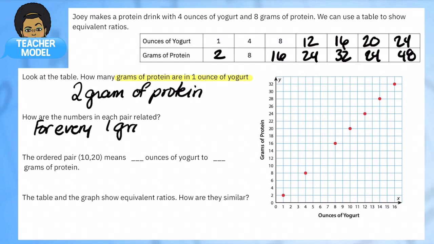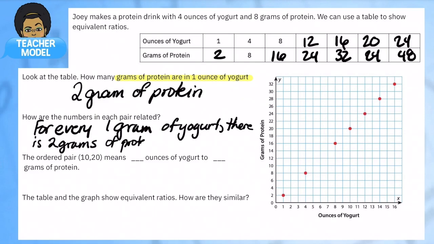How are these two numbers related to each other? For every 1 gram of yogurt, there are 2 grams of protein, or double the amount of yogurt. So that's how they're related to each other.